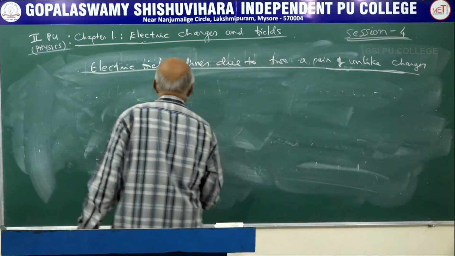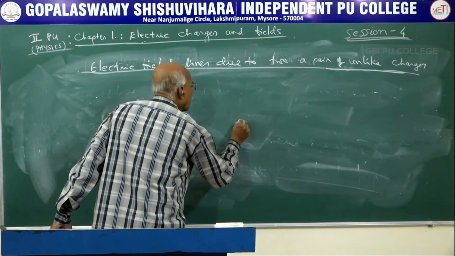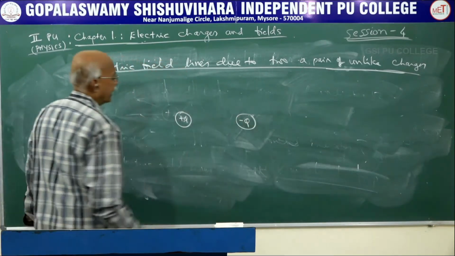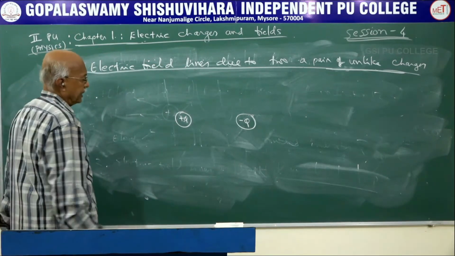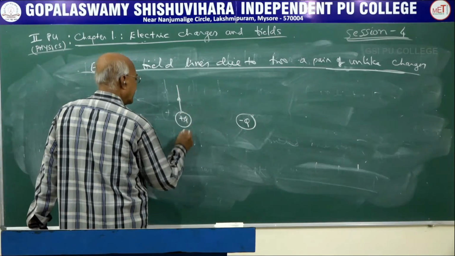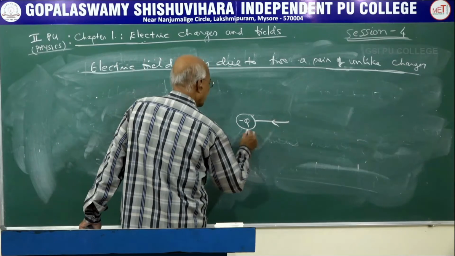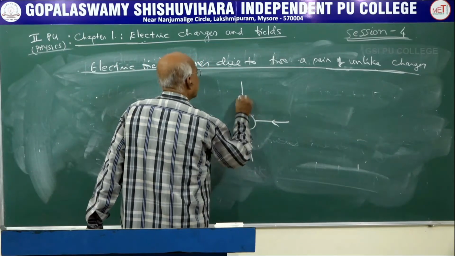Pair of unlike charges. In case of unlike charges, we have a plus Q charge here and a minus Q charge here. The magnitudes of the charges are the same, and they are separated by a distance. Now we know that in case of a positive charge, the field lines originate, therefore they move away. In case of a negative charge, they should terminate. This is the direction.